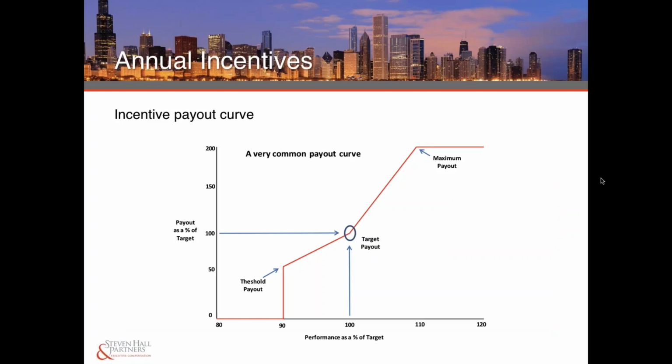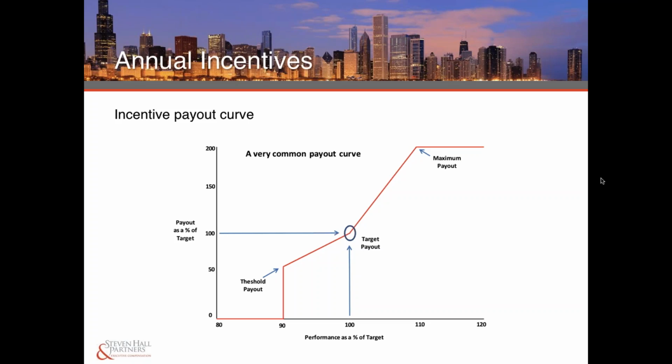So taking that idea and putting it into chart form, this would be a pretty typical payout curve for an annual bonus plan. In this case, we're probably looking at something based on earnings, based on the different performance levels on the x-axis. So in this situation, to go back to my last example, you had to at least achieve $90 of operating income to start receiving a bonus. In this case, it would be 50% of the target bonus.